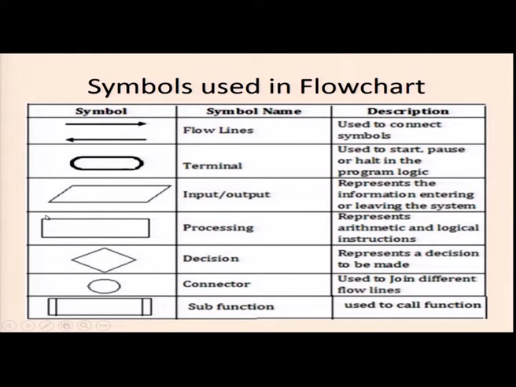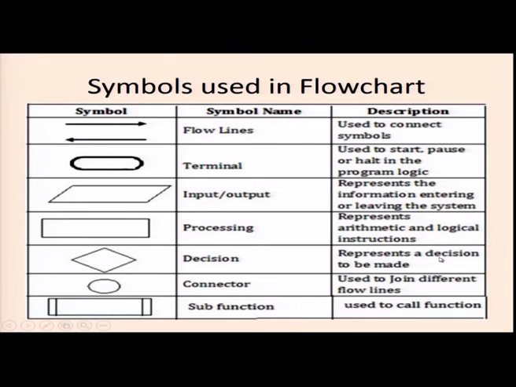Then we have a rectangle. The rectangle is used for processing. Any kind of processing work is placed inside a rectangle. It represents arithmetic and logical instructions. Then you have a diamond symbol. The diamond symbol is used for decision making.